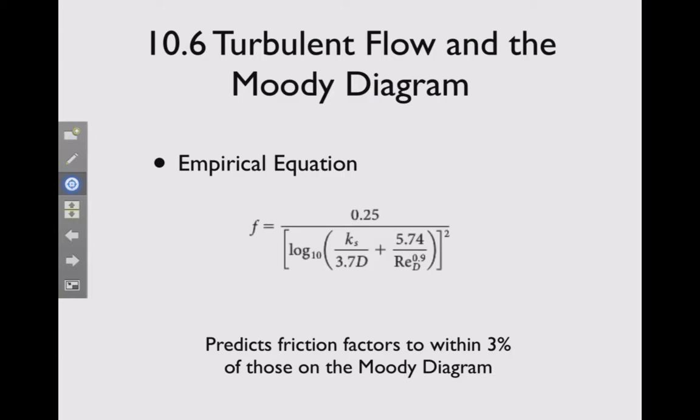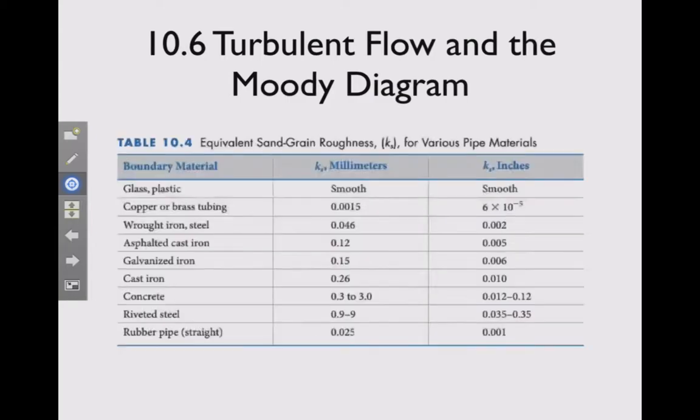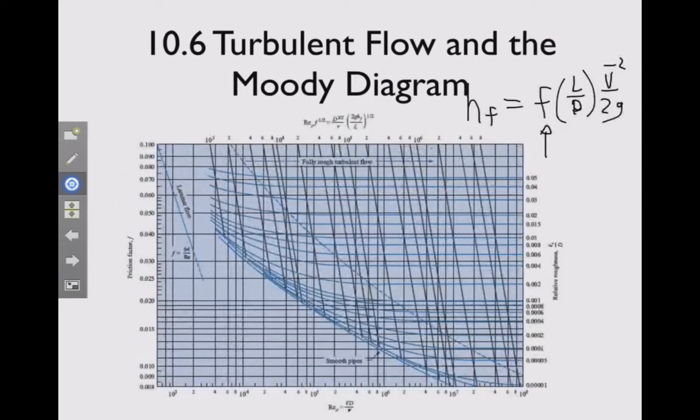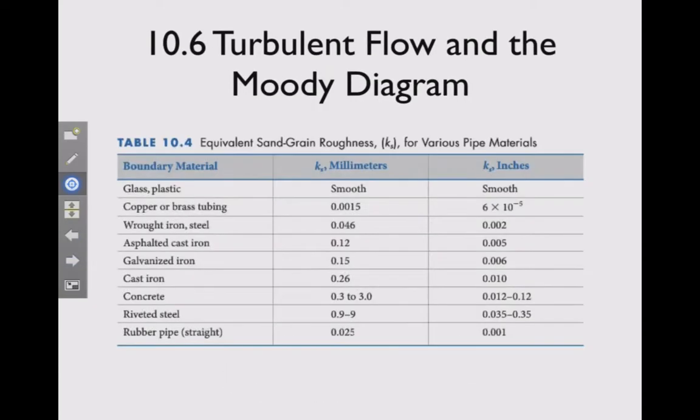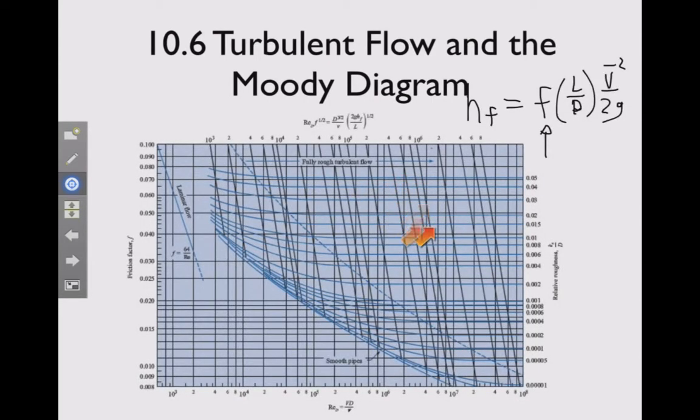So one other thing is if we are using a computer, we might not want to be going back and forth to refer to the Moody diagram all the time and having to read this chart. This is an empirical equation that fits all those lines on the Moody diagram. Basically, you can use this equation to reconstruct the Moody diagram. It's called the Swamee-Jain formula, and it predicts the friction factors to within 3% of all of those values on the Moody diagram. So we can use the Swamee-Jain formula and calculate all these numbers given the inputs.